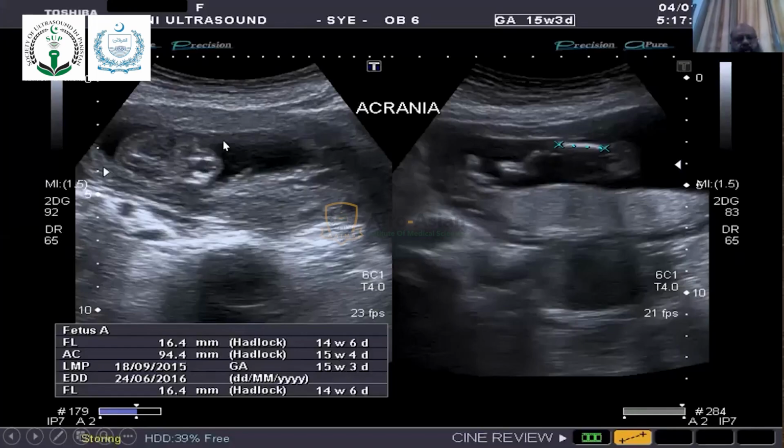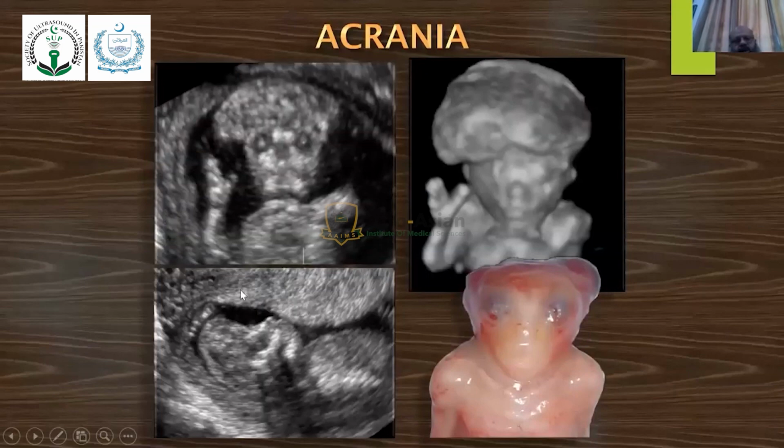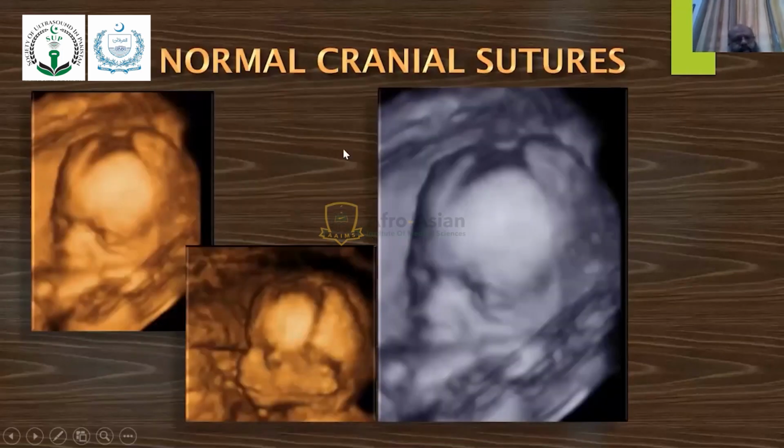Here is acrania again, the brain matter in the cut section. On 3D, the acrania will appear like this. All of the brain matter is there. These are the normal sutures. So skull is there. If this skull is absent, it will be acrania.